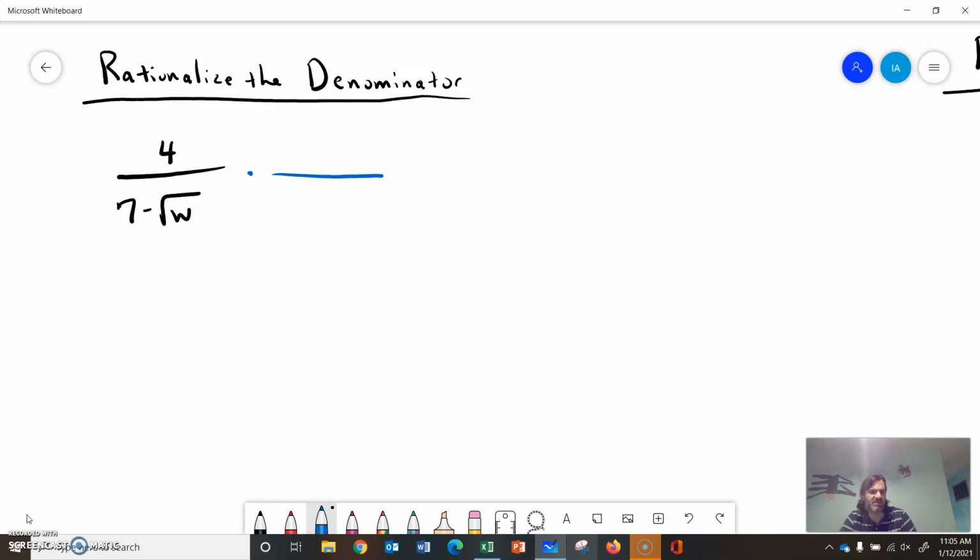multiply by what we call a conjugate. So we take the 7 minus the square root of w and we multiply it by 7 plus the square root of w. If I do it on the bottom, I have to do it up top. So what does this do? Well, up top it's just going to carry over, and I'll go ahead and distribute it. It'll look like 28 plus 4 square roots of w up top.